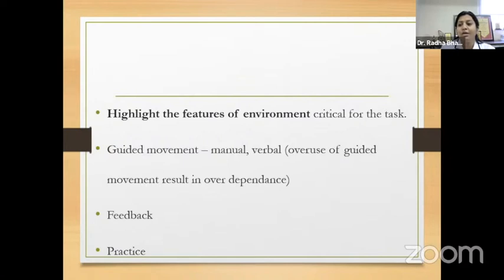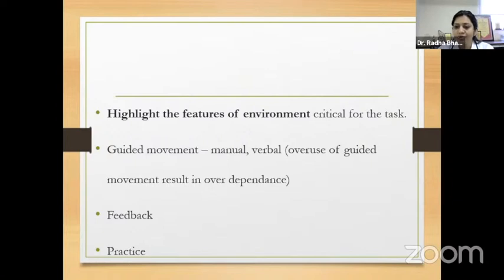If you are training gait where you have put obstacles, you just need to make your patient aware that I have placed some obstacles. Now you have to overcome those obstacles. You need not go around, you have to overcome. So these are highlighting the features of the environment.